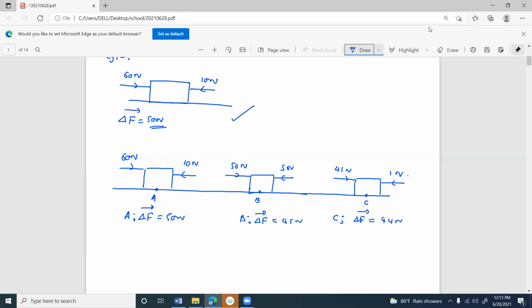Now what you can see is that the resultant force is not zero. That is correct. First condition satisfies. But here you can see the resultant force varies. So I'll take this mass as 10 kilograms. Then what is the acceleration over here? The acceleration is 50 divided by 10. It's 5 meters per second squared.